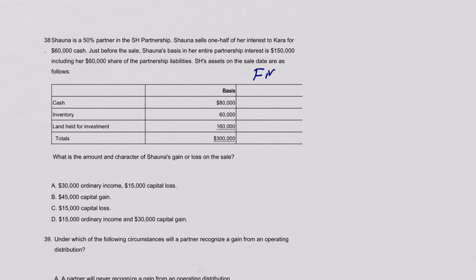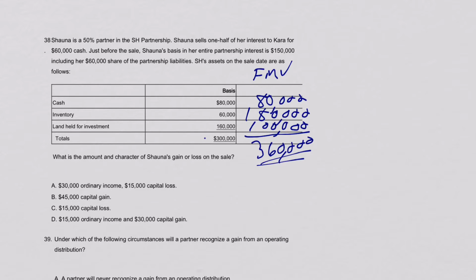Fair market value, let's see what we got. New problem. Oh boy, new numbers, new problem. 80,000 is the cash. The inventory this time, wow, looks like it's 180. I'm trying to read it from the cloud. 180. Land investment has $100,000 fair market value. Okay, let's see. That gives us a total of 360 of value by fair market value compared to the basis of 300.